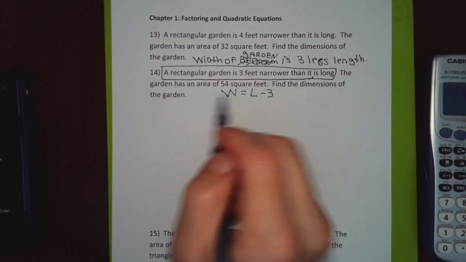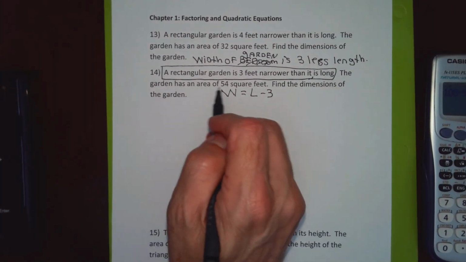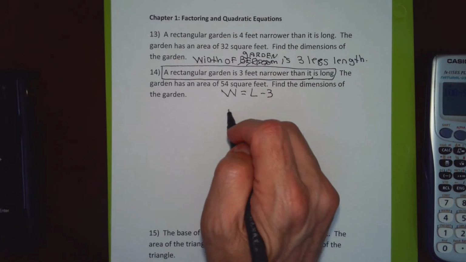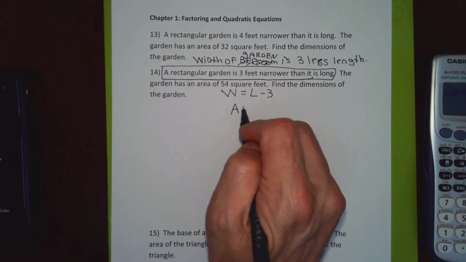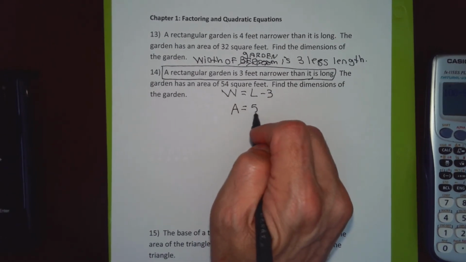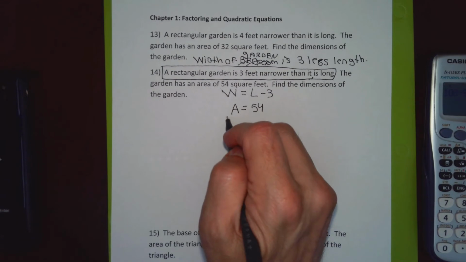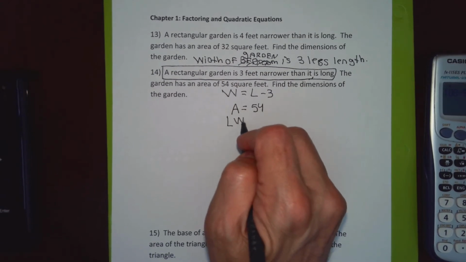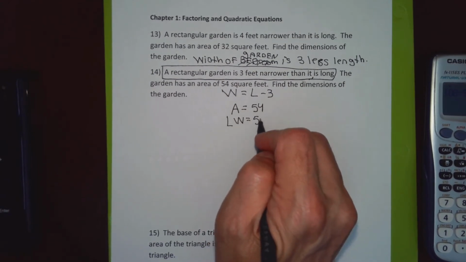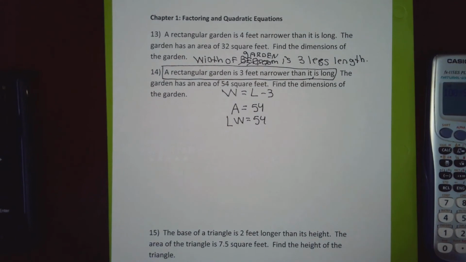The second sentence says the area of the garden is 54 square feet. It says the area is, or equals, 54 square feet. And I know that area is the same as length times width, so the length times width of this garden is 54 square feet.